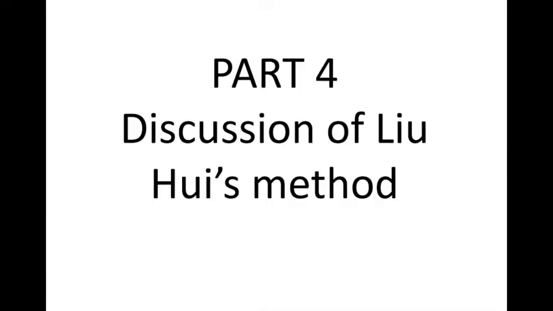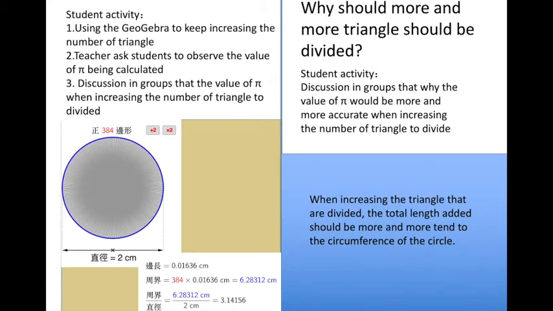Part 4 is the discussion of Liu Hui's method. The student can use the iPad to go to GeoGebra and keep increasing the number of triangles divided. And then the teacher asks the student to observe the value of pi being calculated. After that, the teacher can ask the student to have a discussion in groups about the value of pi when increasing the number of triangles divided.